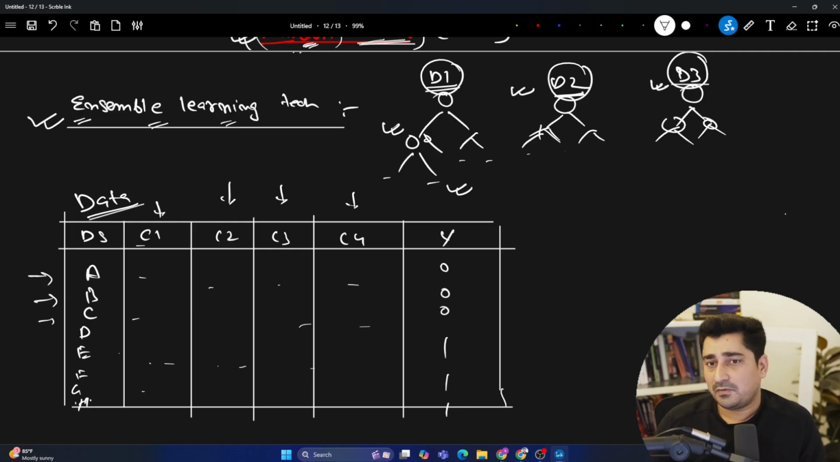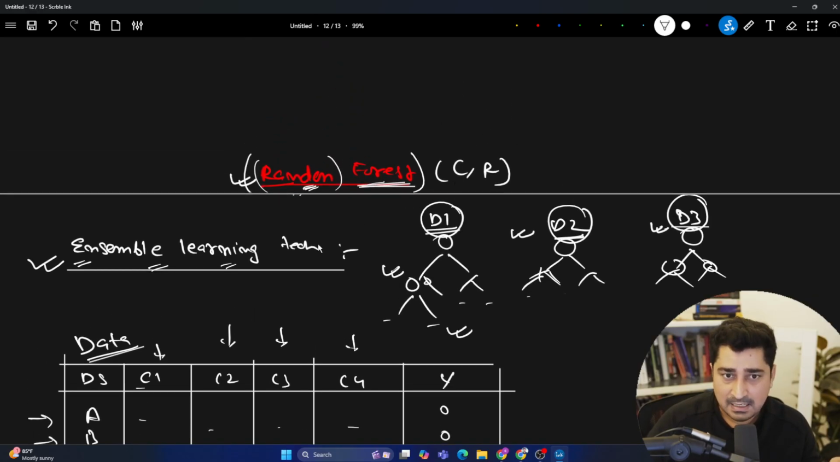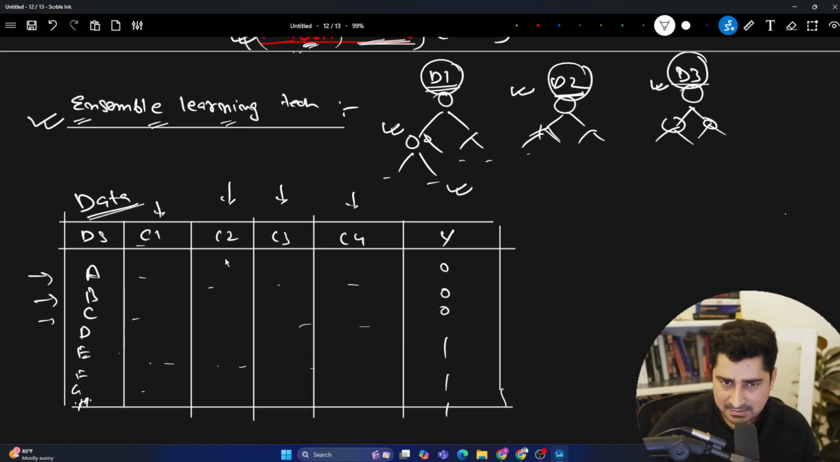Obviously, if I provide all the data to everyone, then everyone will end up building a similar kind of tree, because everyone will calculate Gini or entropy in case of classification, MSE and variance in case of regression, and eventually do the same split. So what random forest does, being an ensemble technique, means multiple parties are involved in decision making. Now random forest will try to split the data.